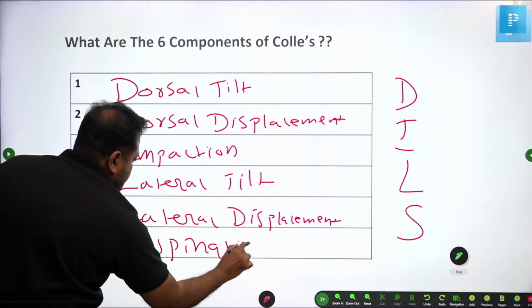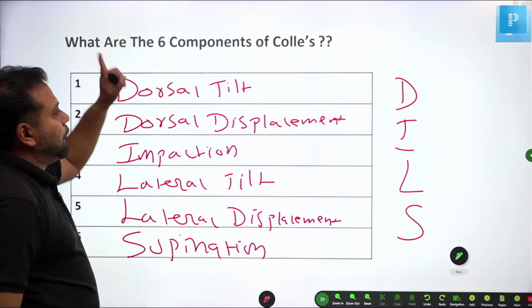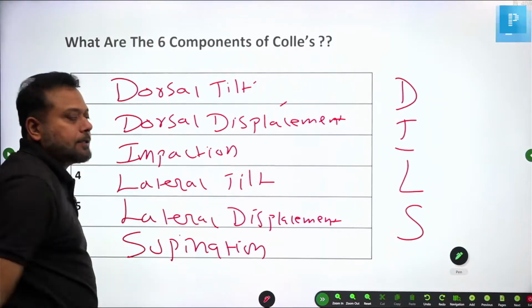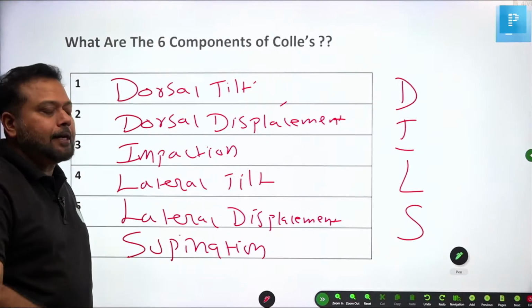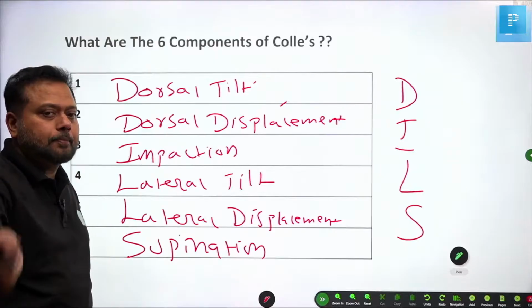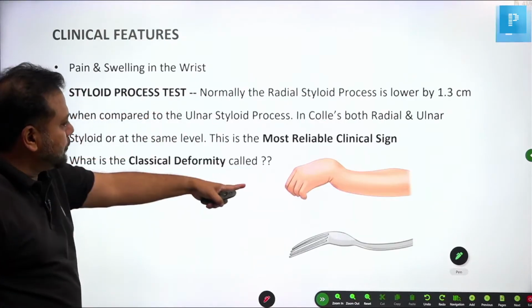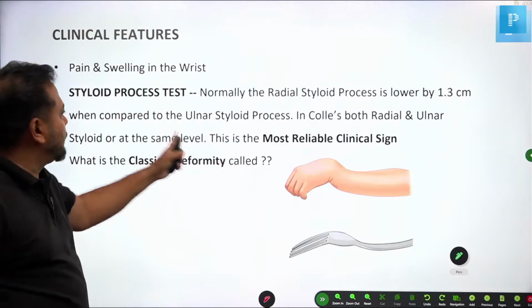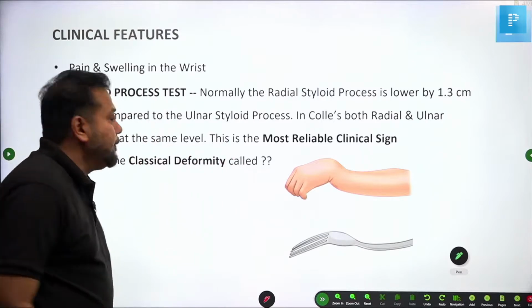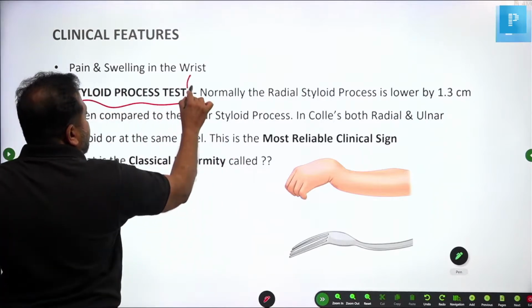Okay, finally it is supination. Dinner fork deformity is because of dorsal tilt and dorsal displacement. If it is ventral tilt and ventral displacement, that is called reverse Colles or Smith fracture, and you will get garden spade deformity. Okay, pain and swelling. So this is called dinner fork deformity, and one should not forget a 100% positive classical clinical test.